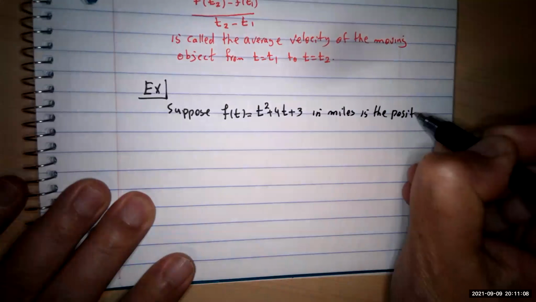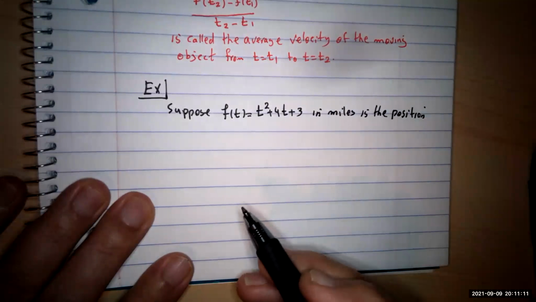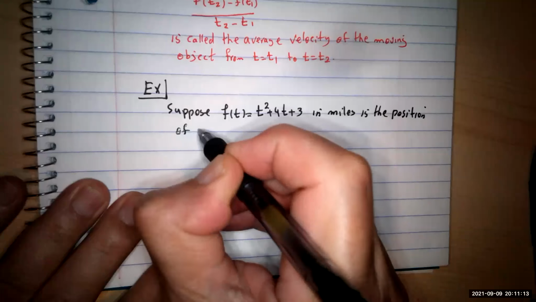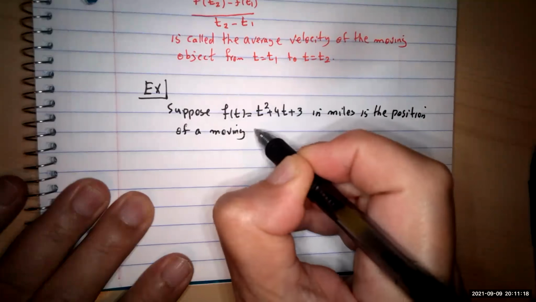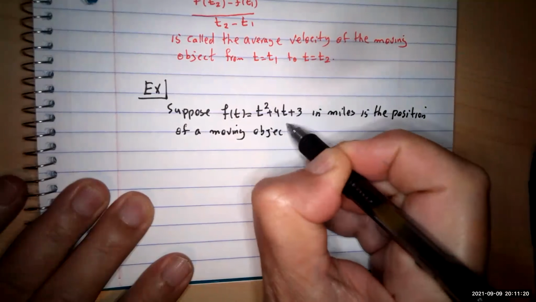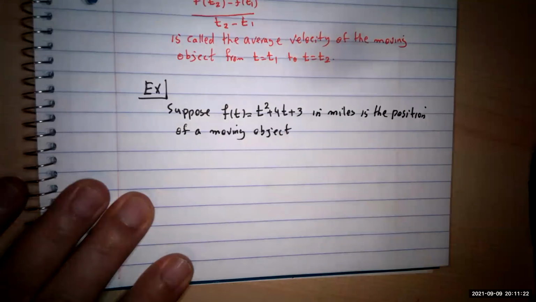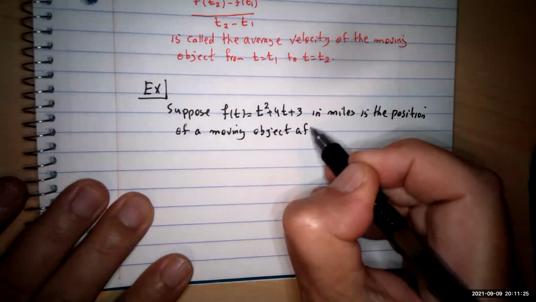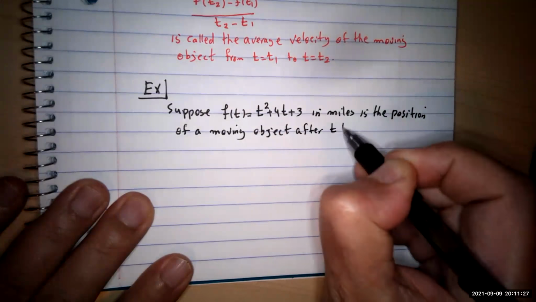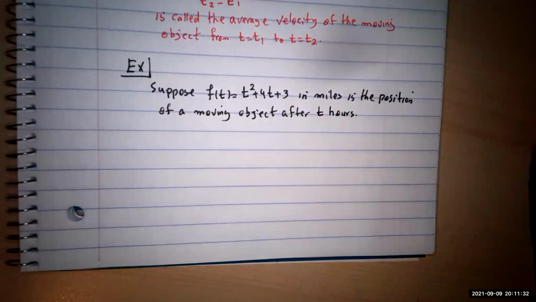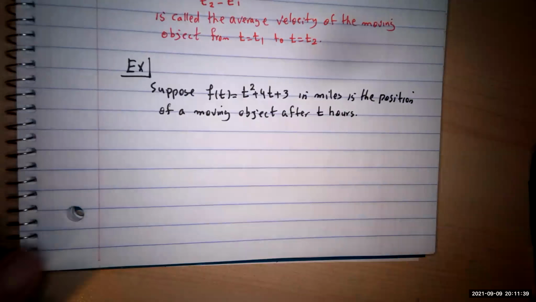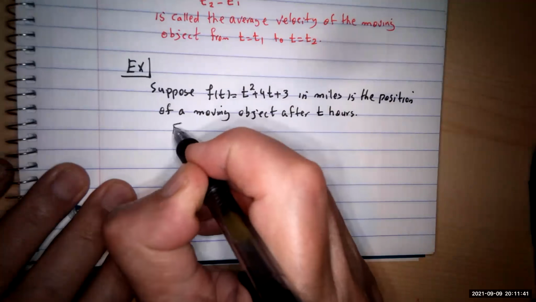It is going to be the position of a moving object in a period after t hours. So that's a formula. At any time we want, we just substitute t equal to whatever number we have and find these numbers. So what they ask you is to find the average velocity.